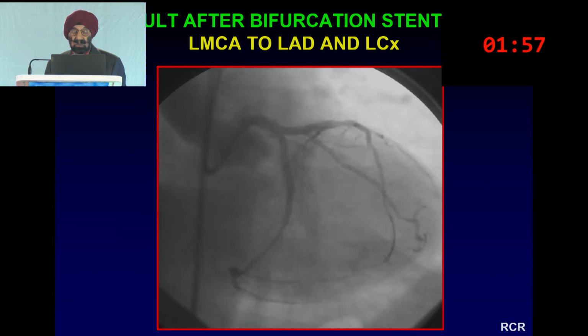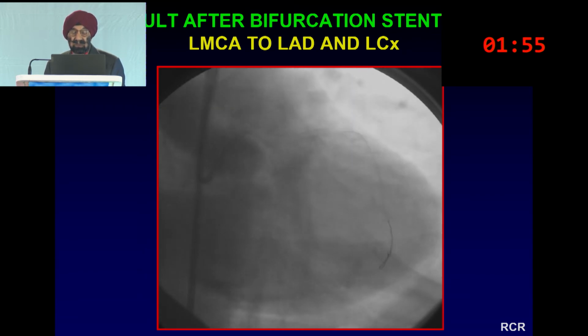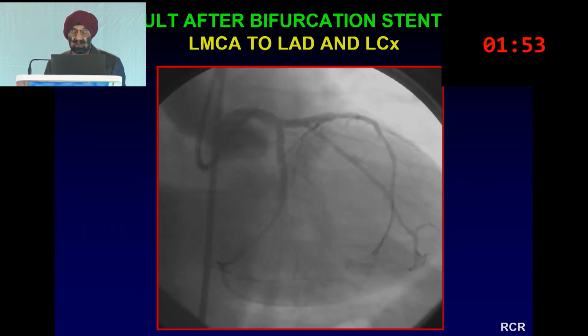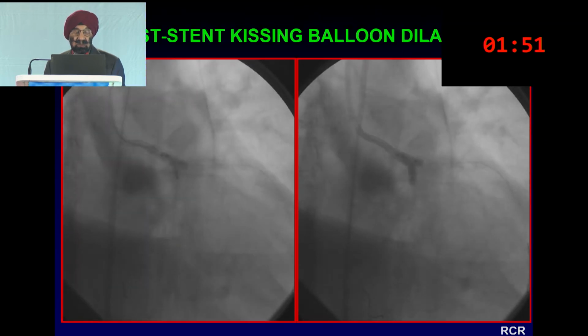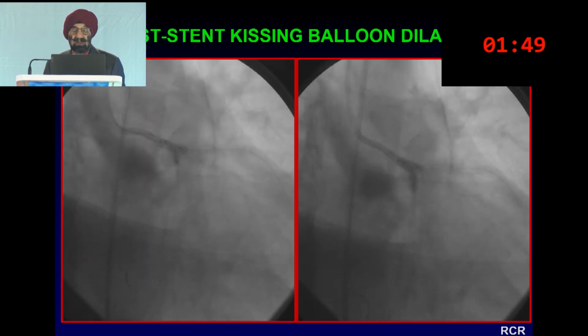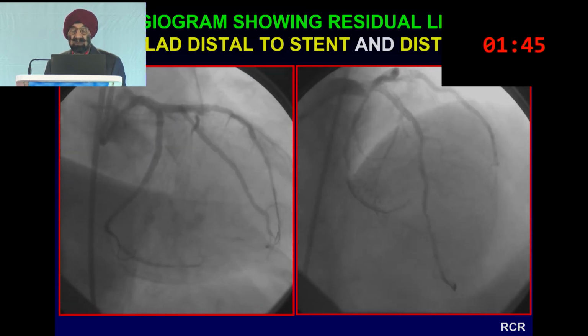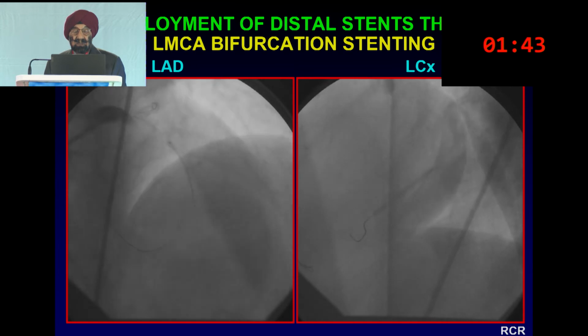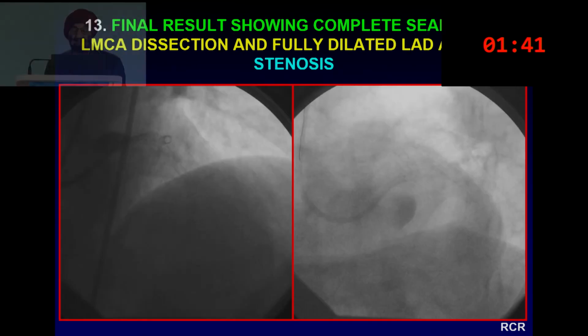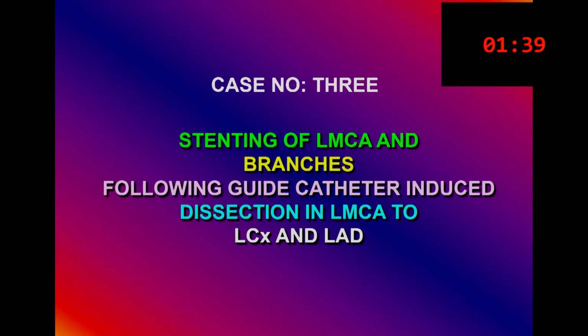There is some small leak which is still there, but next day we got the CT angio done, and this was all sealed. So this is just the final kissing balloon dilatation and the angiogram final result. And then, of course, we completed some of the other distal vessels.